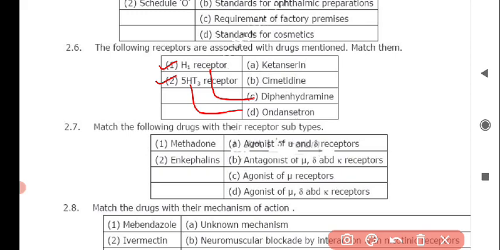Next question, match the following drugs with their receptor subtypes. First one is methadone. So for this, the correct answer is option C, that is agonist of mu receptor. And for the second option, that is enkephalins, the correct answer is option A, that is agonist of mu and delta receptors.